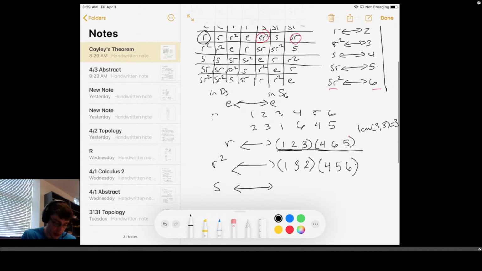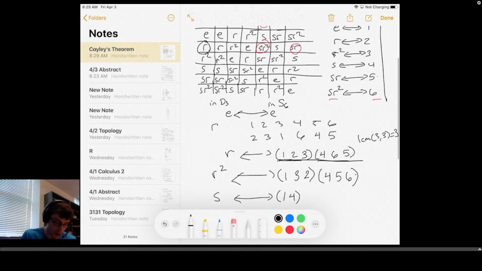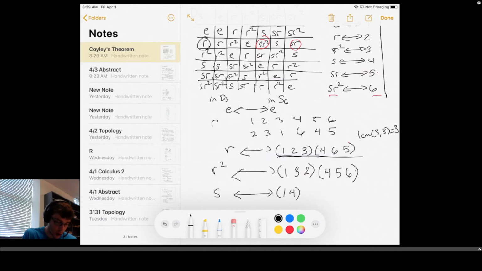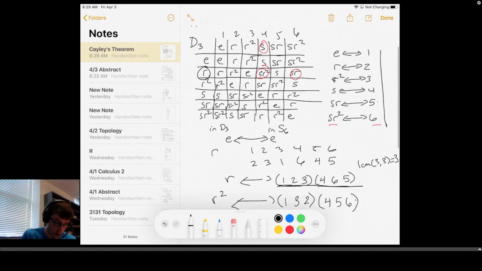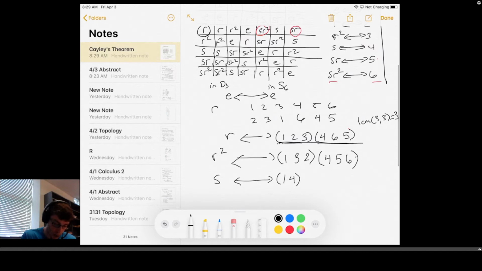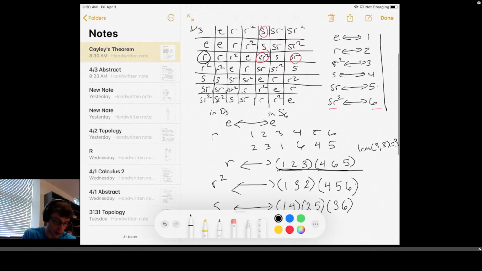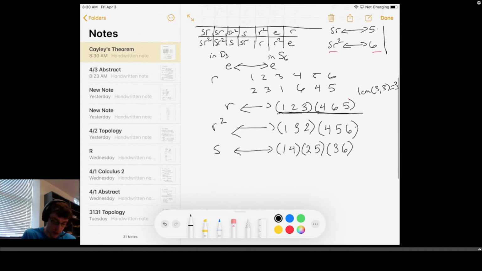So e goes to S, so 1 goes to 4. R goes to, wait, did I write this wrong? Oh, no, I'm left multiplying. Just kidding. SR. Cool. R goes to SR, so 2 goes to 5, and then we're only left with 3 and 6, and they do go to each other. R squared goes to SR squared. We're good. So this is 1, 4, 2, 5, 3, 6.